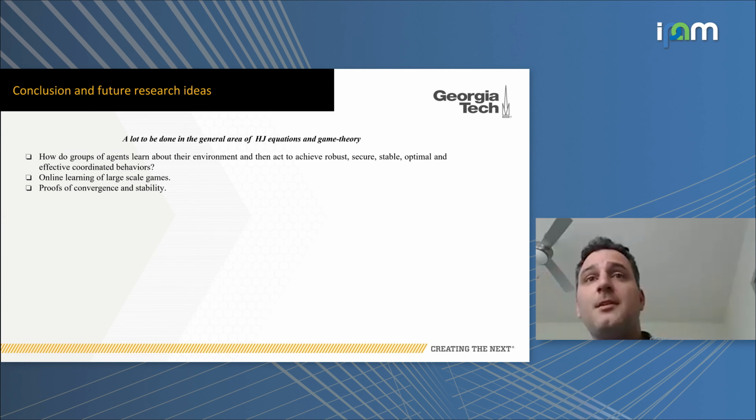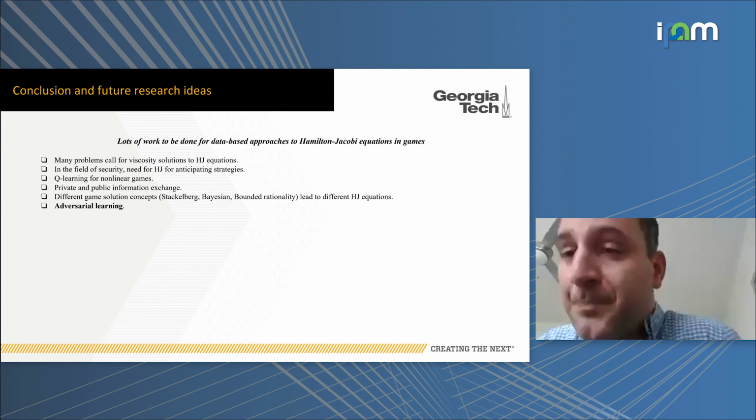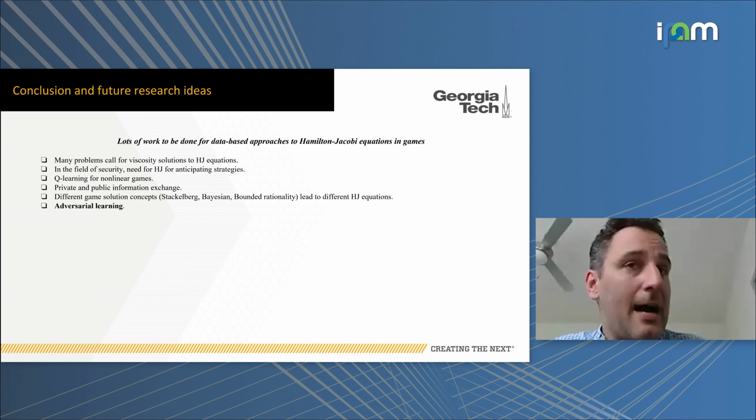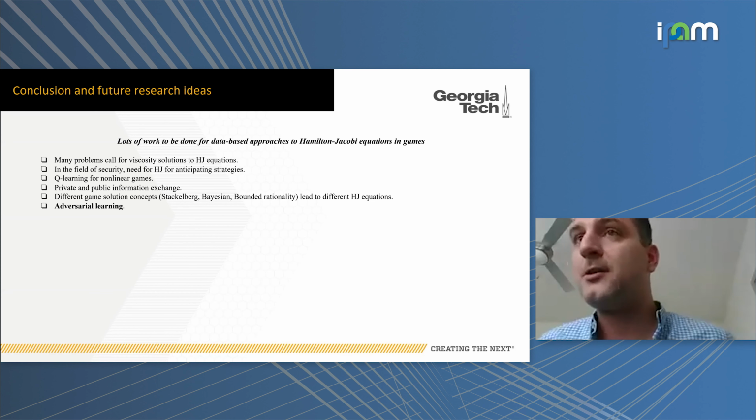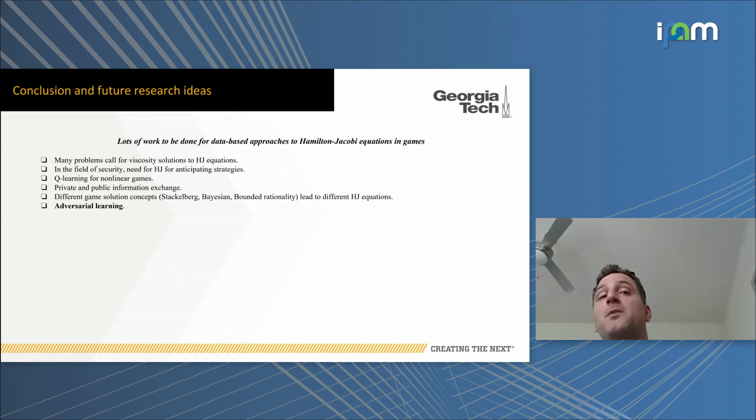Of course, there are many things that we have to do, okay? Especially in this forum, where there are many people who work on different things on Hamilton-Jacobi equations. I will be happy to talk about how to incorporate learning into viscosity solutions of Hamilton-Jacobi equations. Okay, and when you try to find these Hamilton-Jacobi solutions, how do you actually share private and public information? And also about adversarial learning. Yeah, and then many other things, but I think we're running out of time.